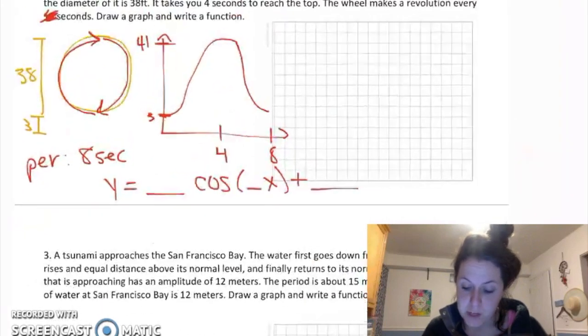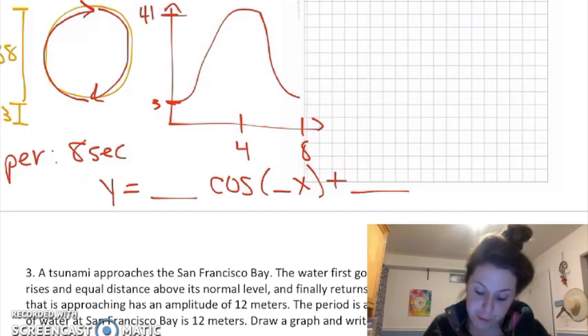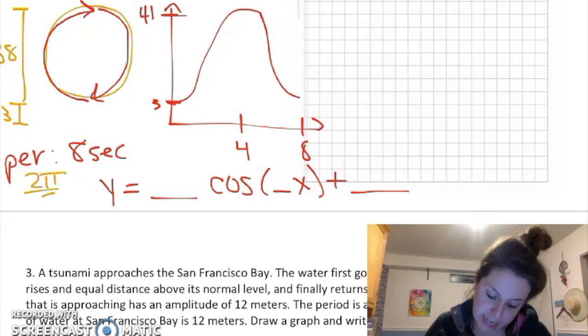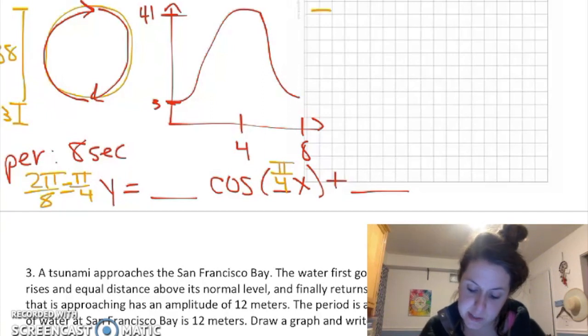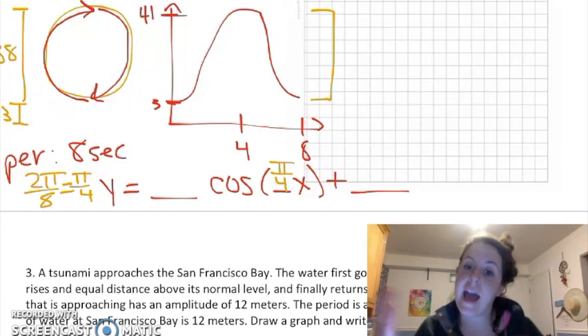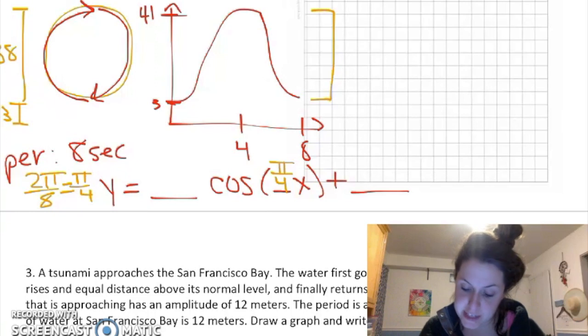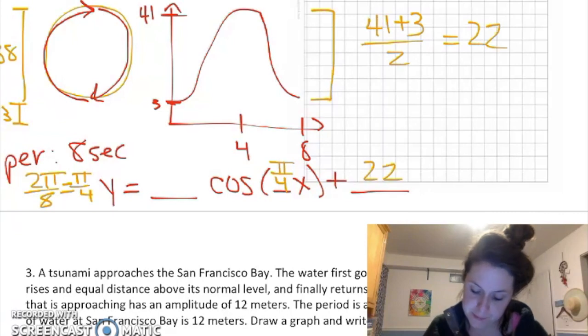Let's see what we know. First of all, I know that the period is 8 seconds. So the frequency is going to be 2 pi over 8, which is pi over 4. So that's going to go in there. Now, we have the period and the frequency. The midline is going to be halfway between those. Again, you can find the distance between, cut it in half and add it, or you can average these. So 41 plus 3 over 2, which would be 22. So that's your midline.